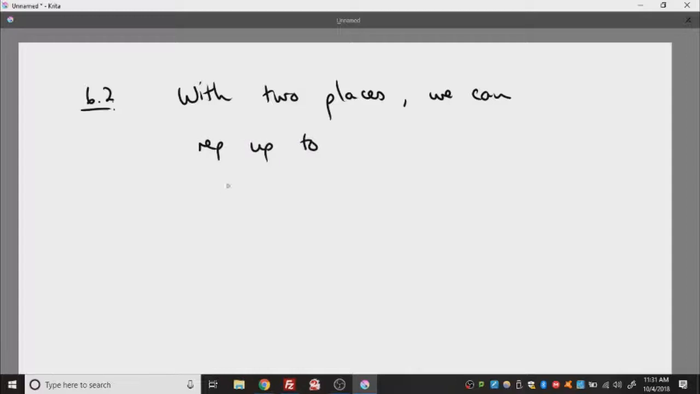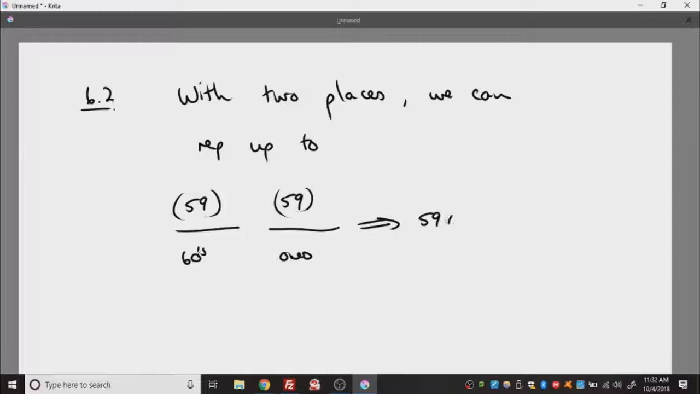Alrighty, we are in 6.2, where we said last time that with 2 places we can represent numbers up to 59 groups of 60 and 59 ones, or 59 left over, which would then mean 59 times 60 plus 59.